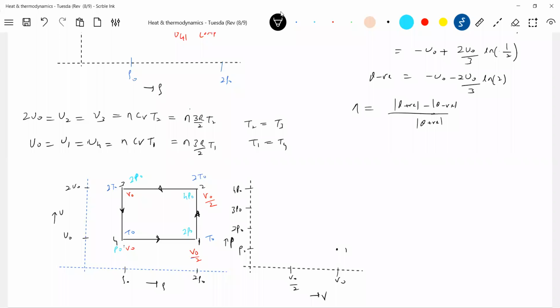P naught, V naught is point 4. 2 P naught, V naught by 2 is point 1. What about 2? 2 will be 4 P naught, V naught by 2. 3 will be 2 P naught and V naught. 2 P naught and V naught, 2 P naught is here.